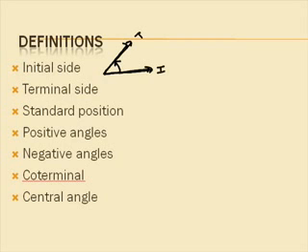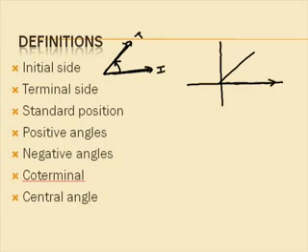Initial and terminal. Okay? If I take that angle and place it on a coordinate plane such that the vertex of that angle is at the origin, and I slide this initial side over to the positive x-axis here, then here's our angle in standard position. We could not have an angle, for example, like this. That is not in standard position because neither one of these sides lies on the positive x-axis.